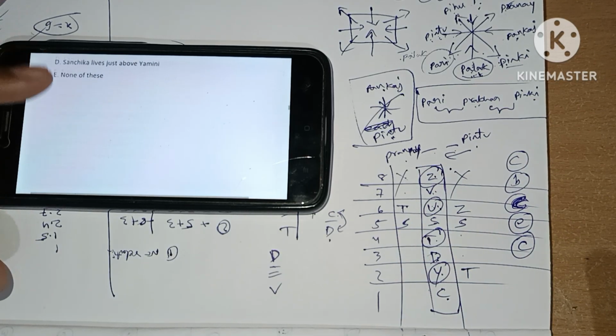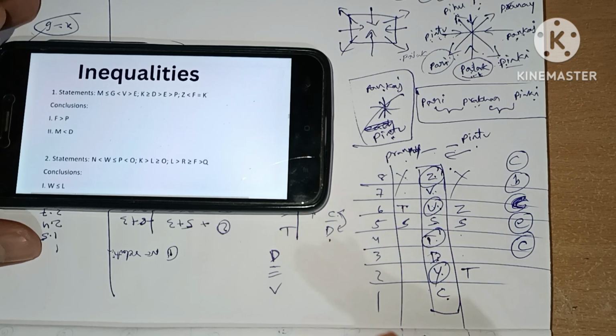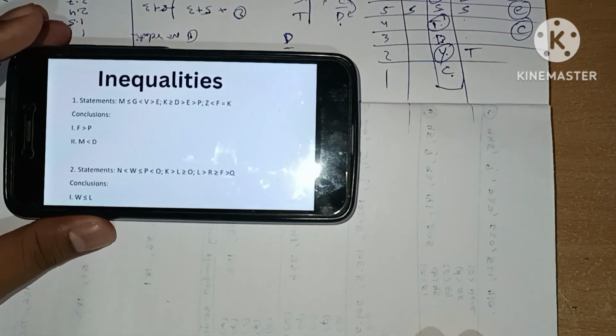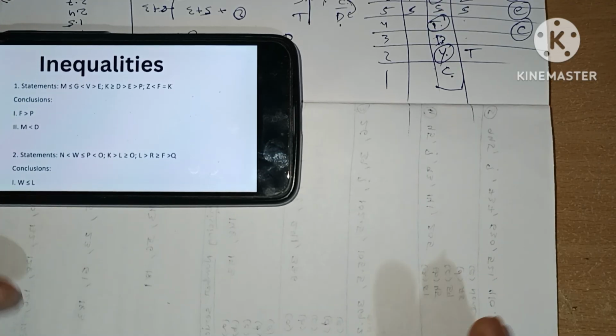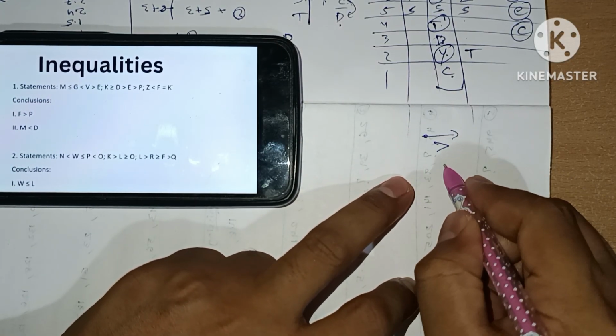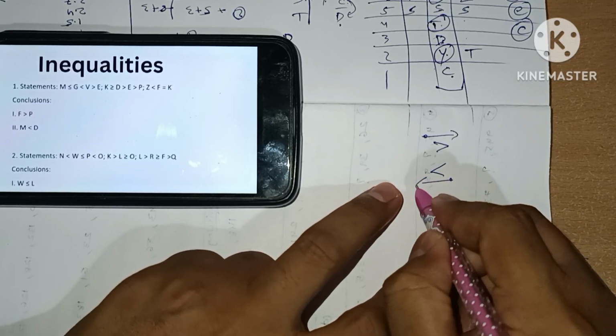Now we have completed puzzles. Now we are going with the inequalities. For inequalities, the concept we use here is the flow method. The flow method means if we see a symbol like this, the flow is from this side to this side. If we see a symbol like this, the flow is from this side to this side.